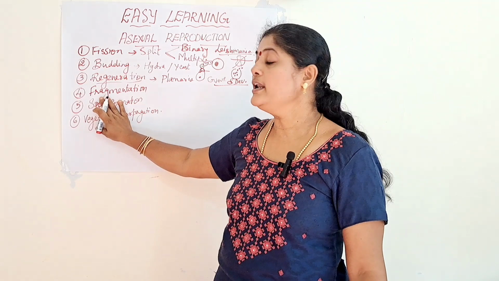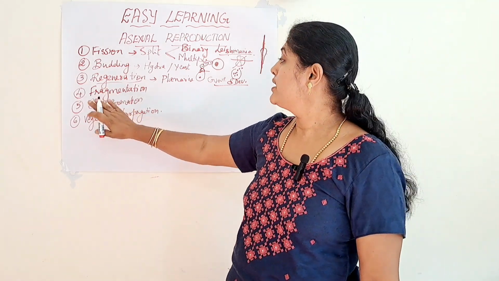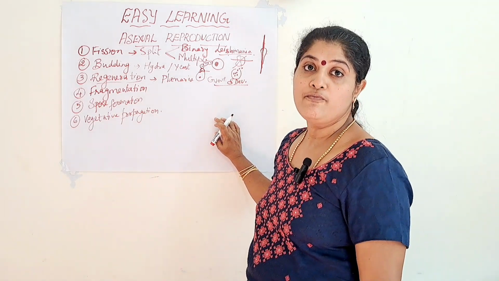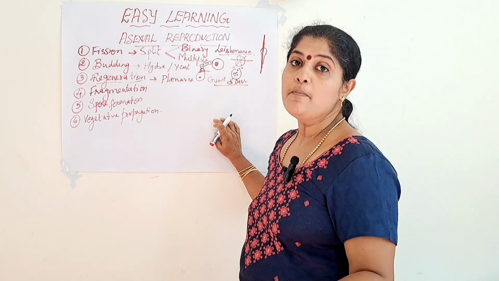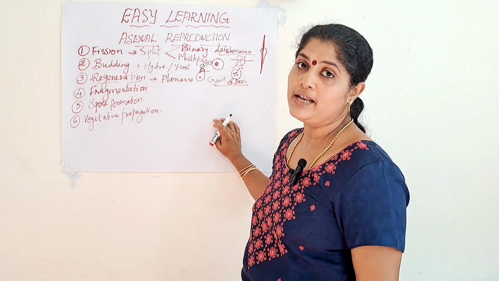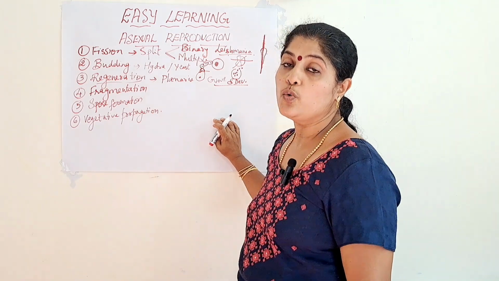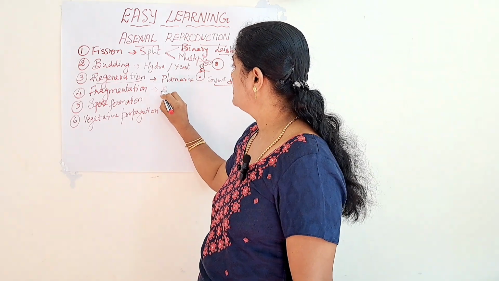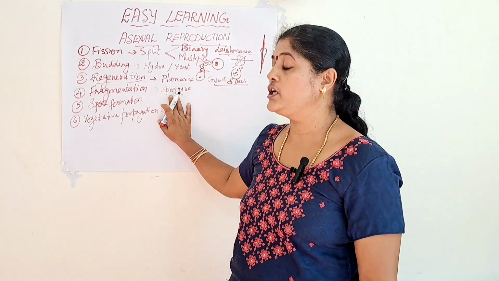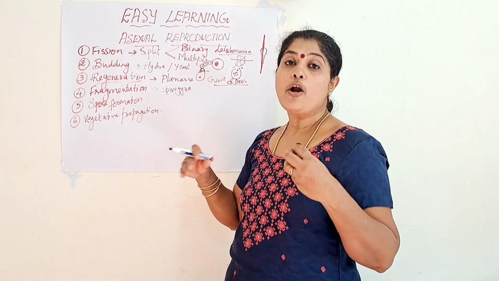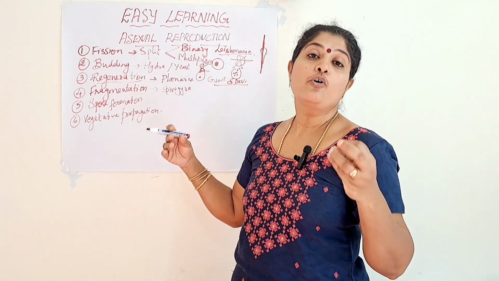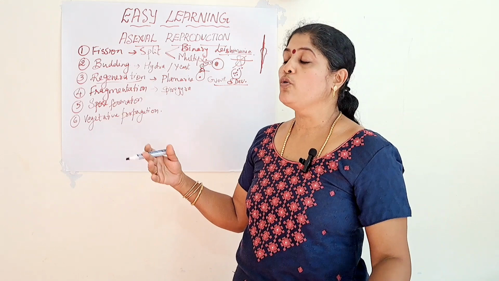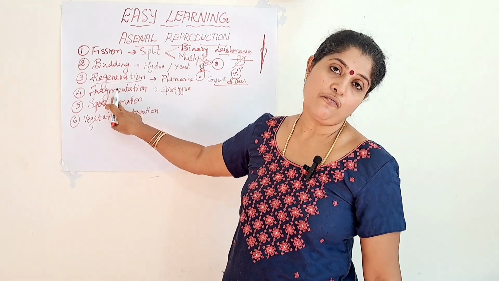The next method is fragmentation. Fragmentation is the method of asexual reproduction in which the matured organism breaks into many fragments, and each fragment grows into a new organism. The simple example for fragmentation is Spirogyra, an algae plant found in water. On maturing, on its own, naturally, nobody is going and cutting it, each fragment breaks, and then each fragment grows into a new organism. That is how the process of fragmentation takes place.